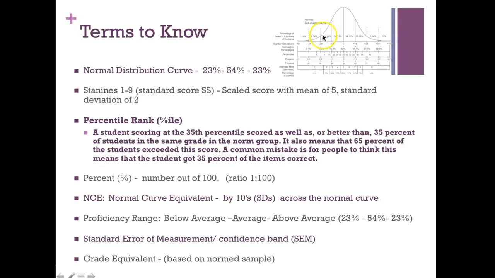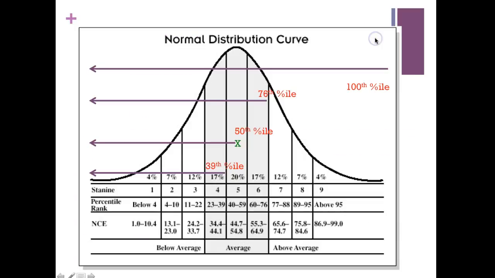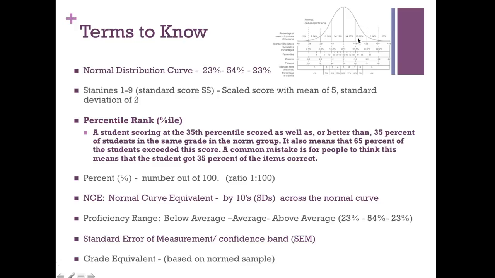We have the 23%, we have the 54%, and then we have another 23% here. Sorry, 23%, 54%, so it's both. Well, here we go. I'm not ready for that yet. Stanines, 1 through 9 on the standard score. Stanine is a scaled score with a mean of 5 and a standard deviation of 2.